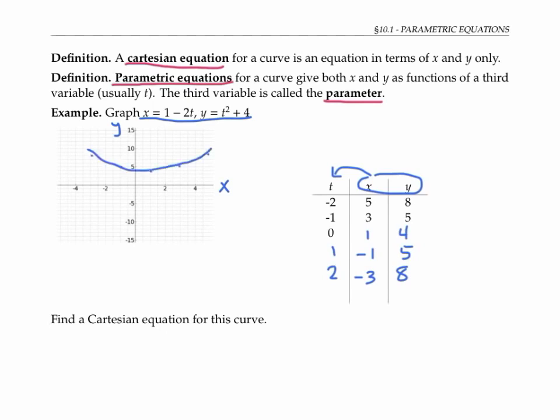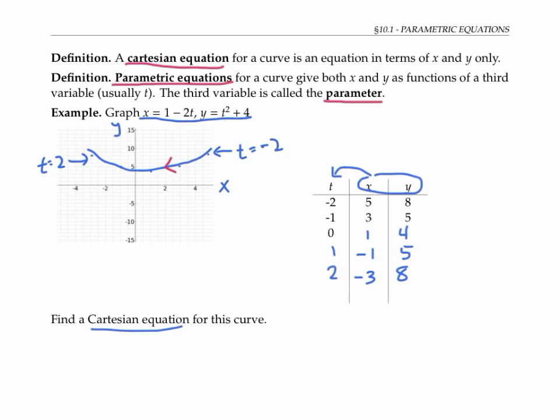Notice that this point over here corresponds to a t value of negative 2, and this point over here corresponds to the t value of 2. So if we think of t as time, we're traversing the curve in this direction. To find a Cartesian equation for this curve, we need to eliminate the variable t from these equations.